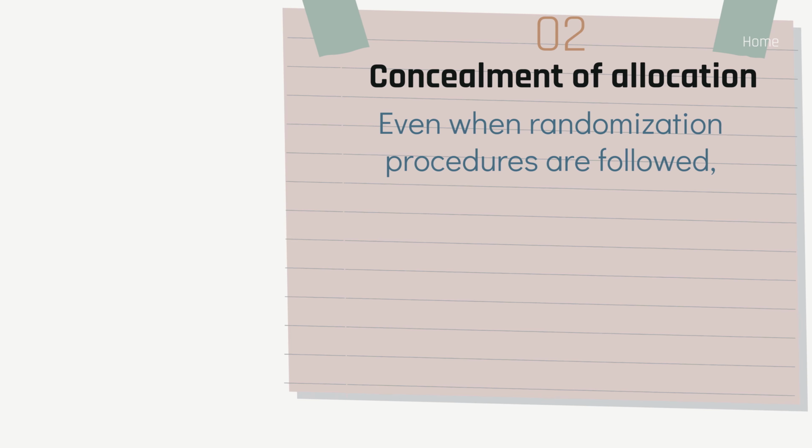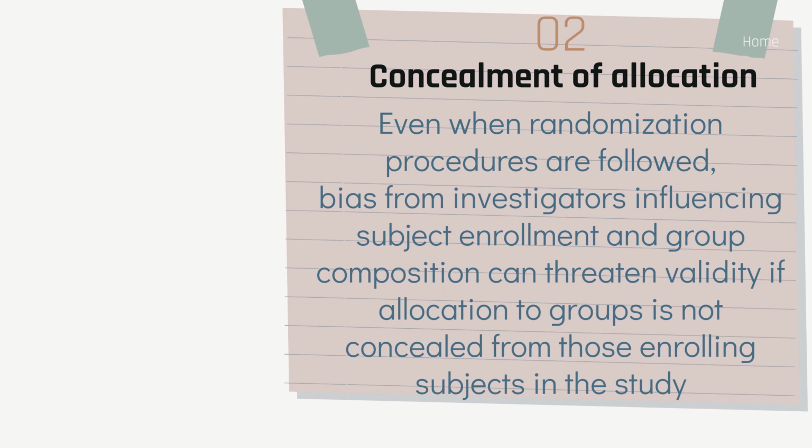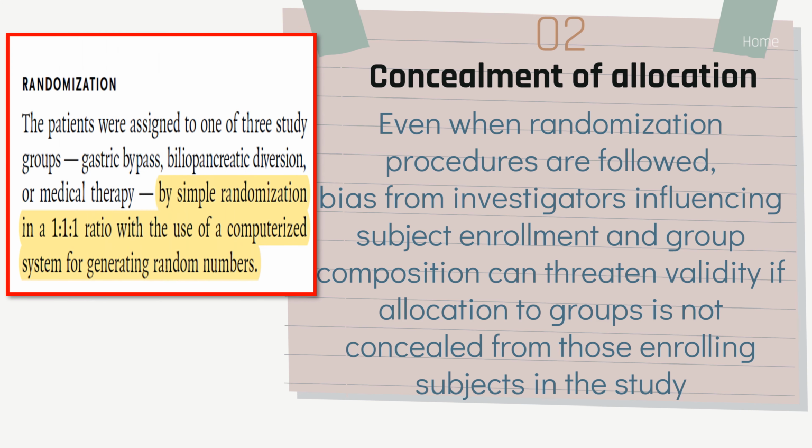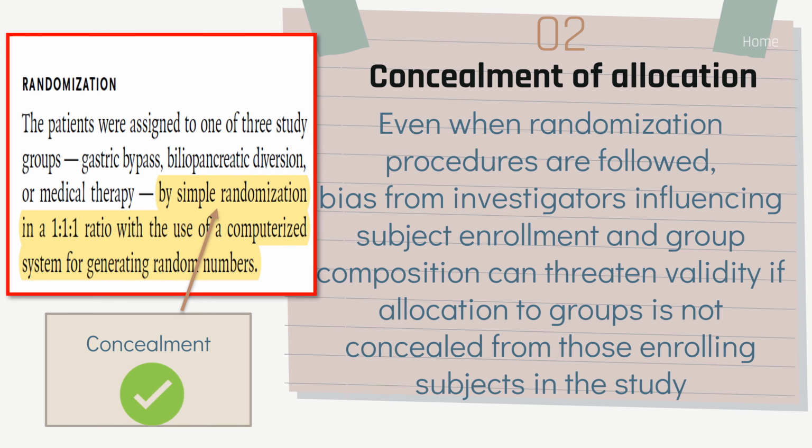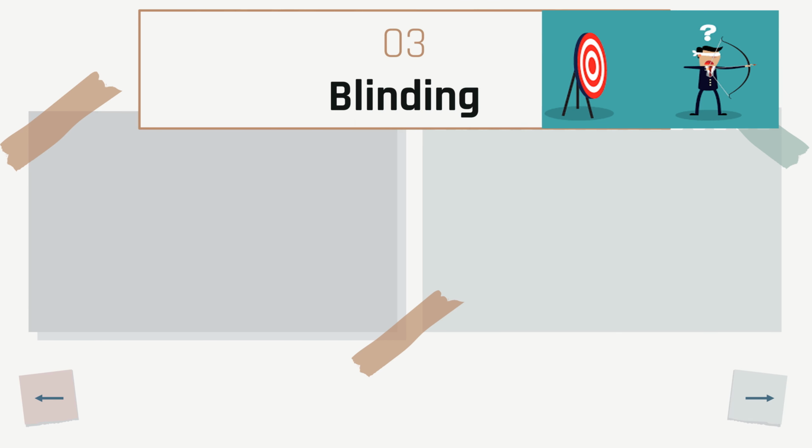Concealment of allocation. The randomization sequence should be concealed from the clinician and researcher of the study to further reduce selection bias. Concealment is part of the enrollment process and ensures that a researcher cannot change the assignment of a patient to a treatment group. If allocation is not concealed, it may be possible to influence the outcome by changing enrollment order or order of treatment. Concealed allocation can be done by using a remote call center or using a sealed envelope with a sign. Read this passage from the article, which says that concealment occurred by a computerized system for generating random numbers.